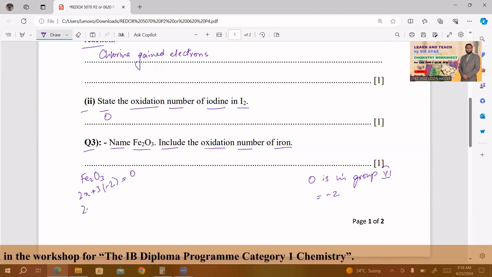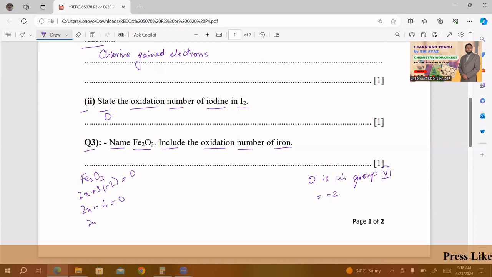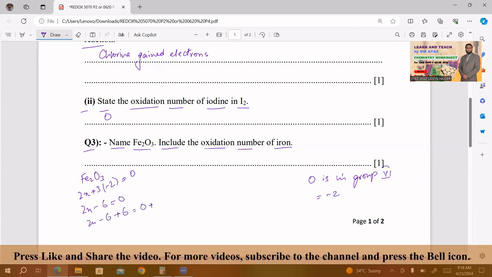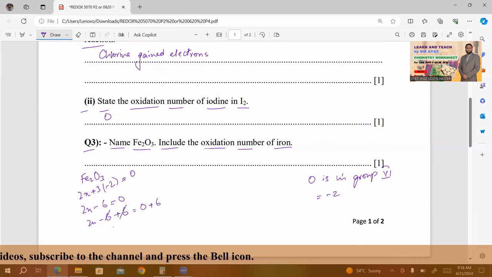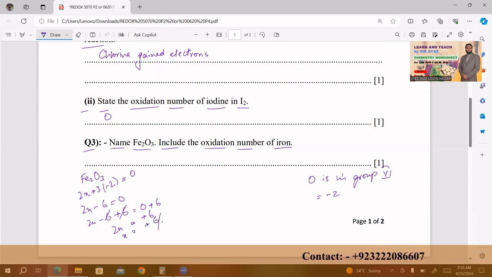So the equation becomes 2x minus 6 is equal to 0, or 2x minus 6 plus 6 is equal to 0 plus 6, or 2x is equal to plus 6, or x is equal to plus 6 by 2, which means it's carrying +3. So +3 is the charge or oxidation number on the iron. So the name of the compound must be iron(III) oxide.